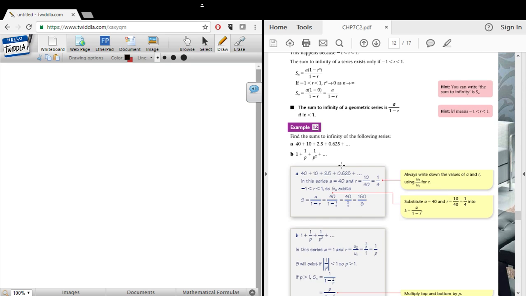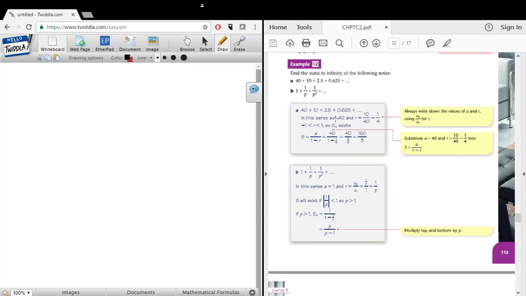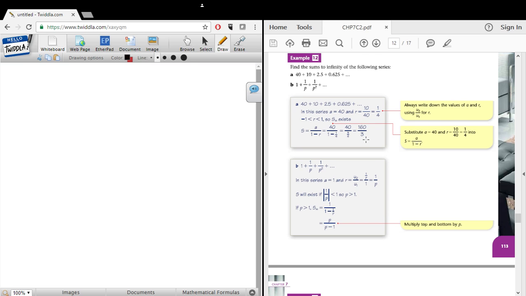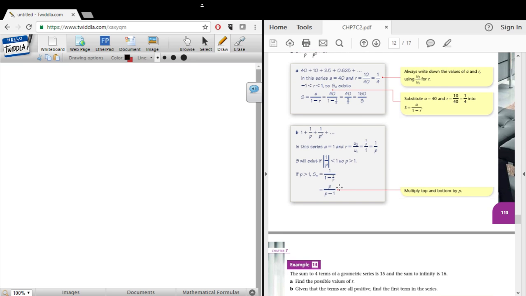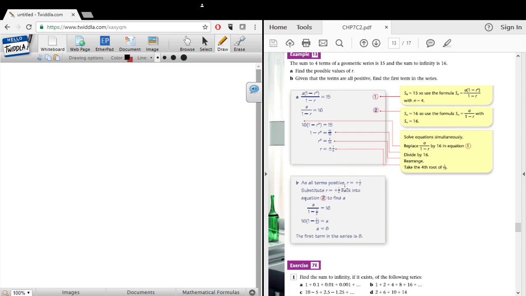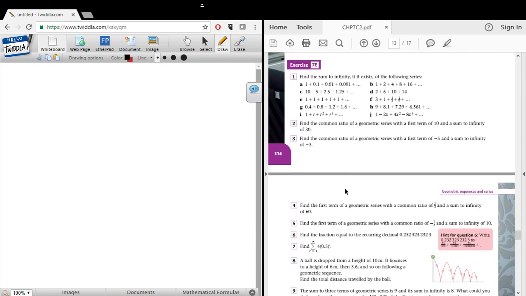And here are some examples. So you take the first term, take the ratio, and you install it into the formula, and then you'll get the sum. Okay. Likewise here, the same thing is asked of you. And these examples, again, you can do in your own good time.